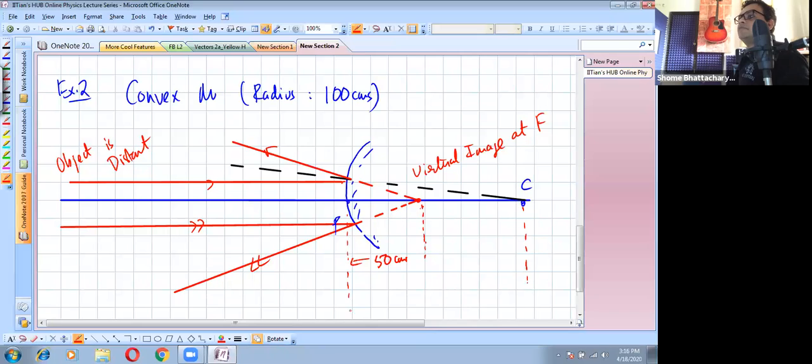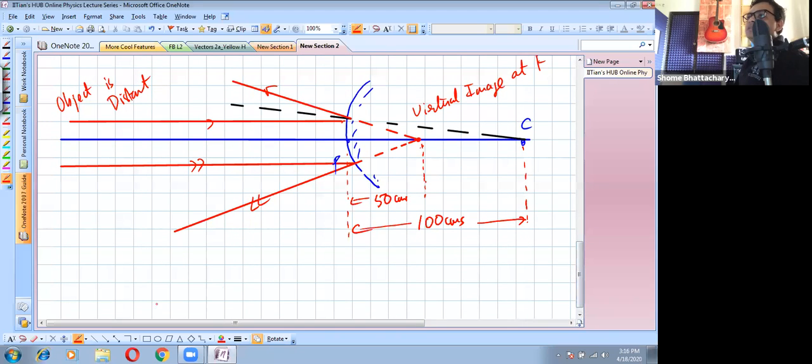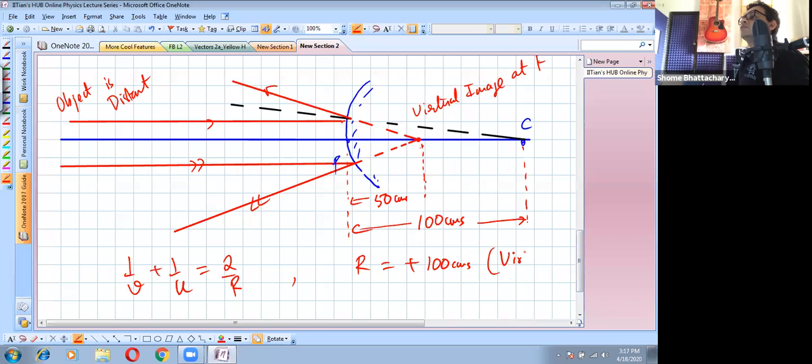But however, the way I will prove it here is by using the formula, because I've already got the formula by doing the geometrical derivation. So why do I want to do the geometrical derivation again? That was a general derivation for both types of mirrors, so it's applicable here also. So 1 by v plus 1 by u is equal to 2 by R. Now in this case, I will substitute R as plus 100. So it's a virtual center of curvature.